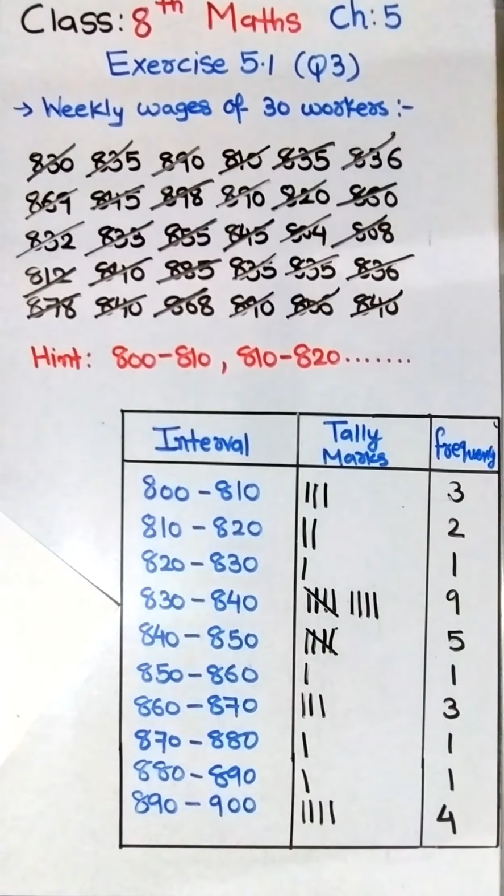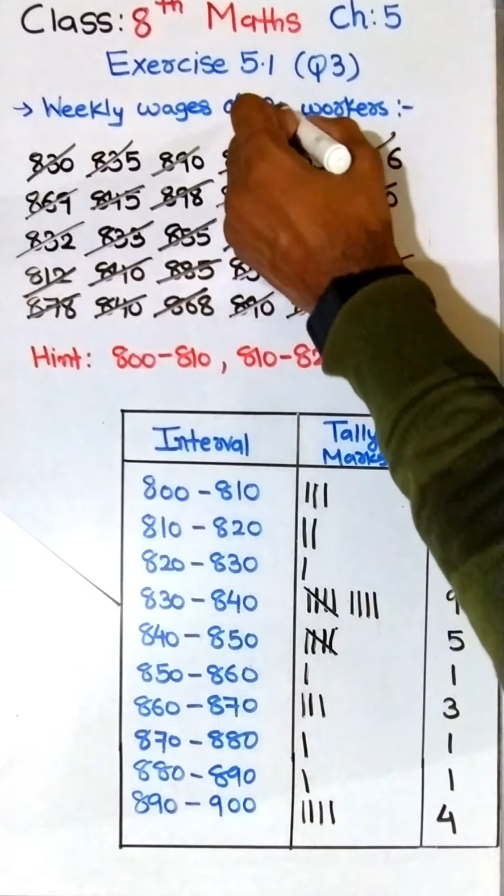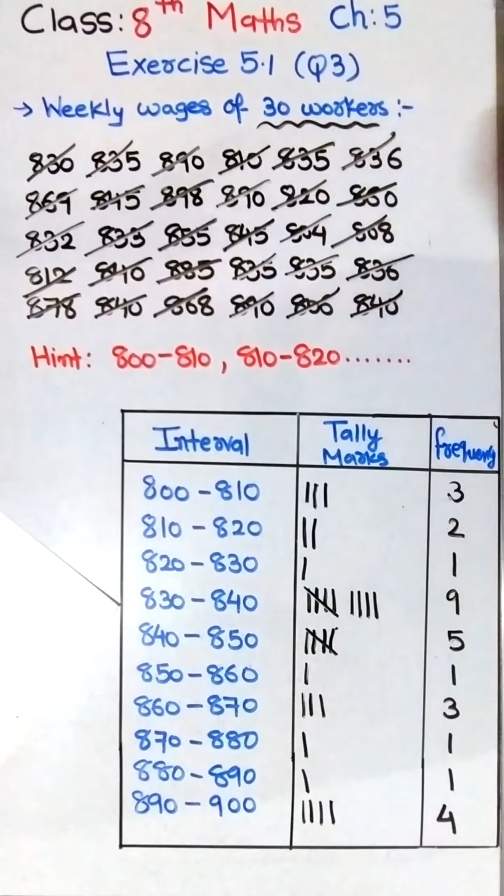To check whether we are doing it correctly, if you do the total of all these frequencies, it must be equal to the amount which is given, that is 30. So if we add all these, the total will always be 30. So this is how you will prepare a tally frequency distribution table.